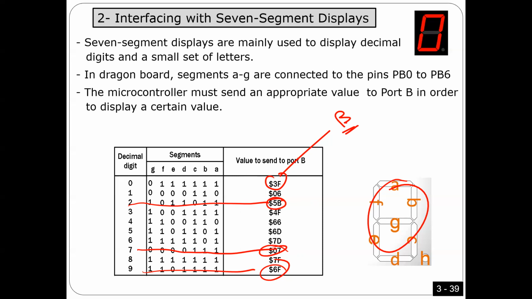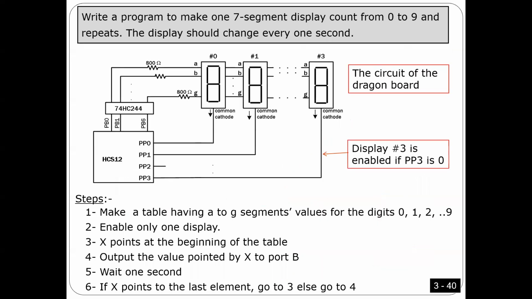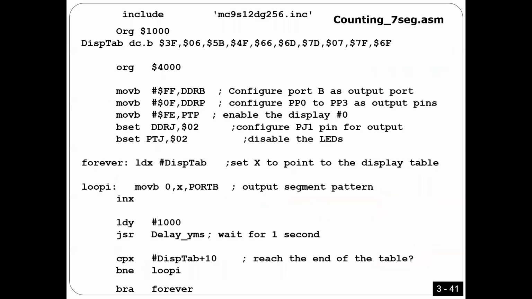Now, the first program is a very interesting program. In the first program, I want to make a counting 7 segment. So I have 1 7 segment. I need to count 0, and then 1, delay 1 second, 2, 3, 4, counting until 9. After 9, it's going to go to 0. You got what I'm saying? So how can you do that? I'm going to tell you how.